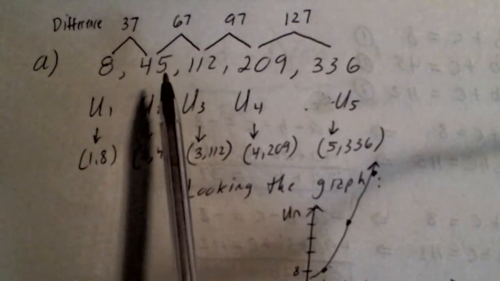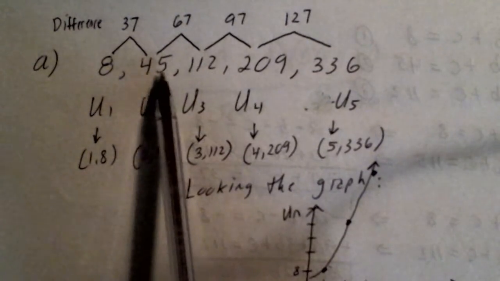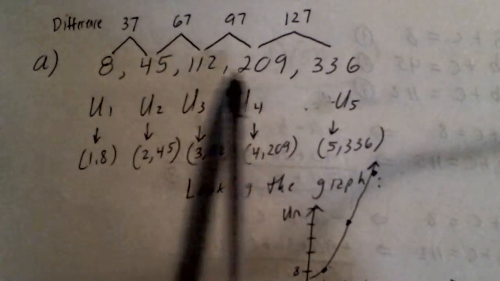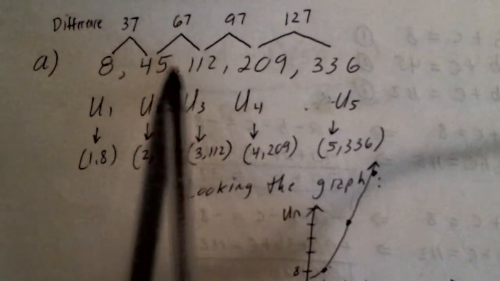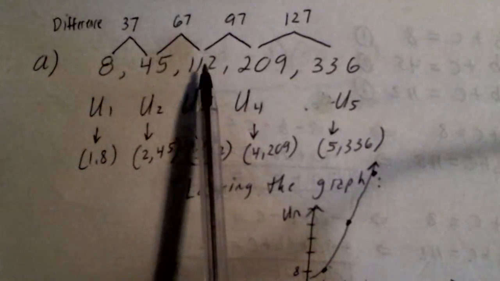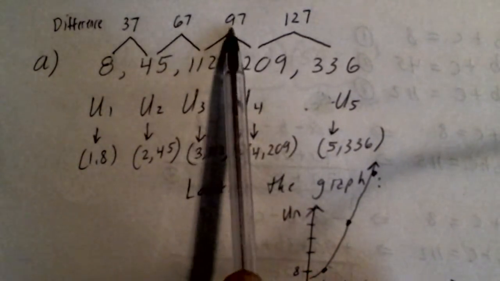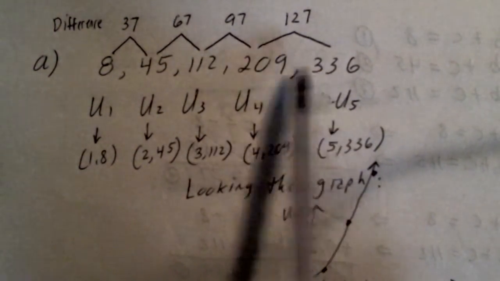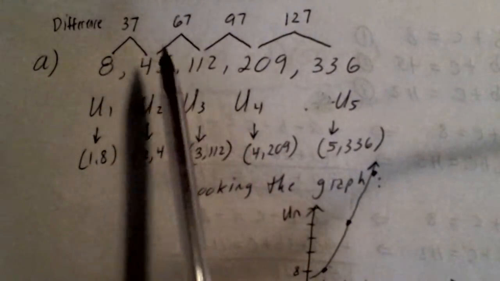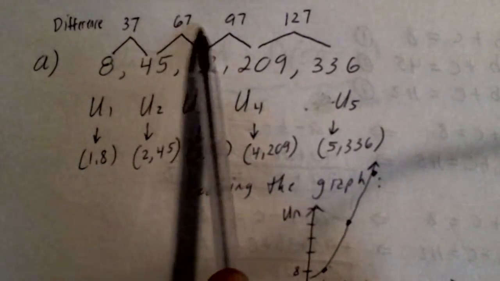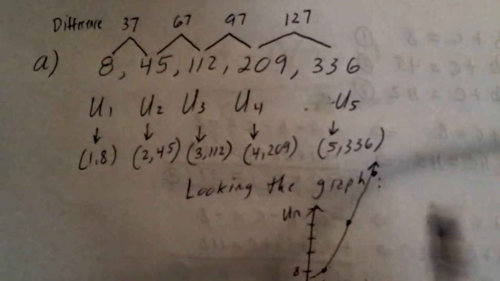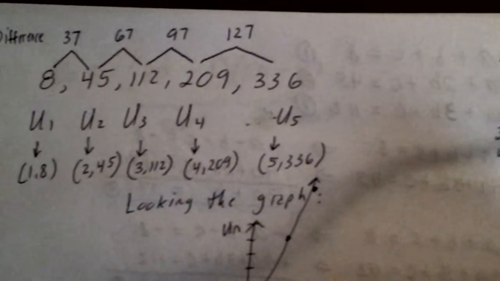And notice there is a common pattern here as far as the differences between these numbers are concerned. 45 minus 8 is 37. 112 minus 45 is 67. 209 subtract 112 is 97. 336 minus 209 is 127. So notice these differences keep growing by 30. That is indicative of a quadratic growth, if you will.